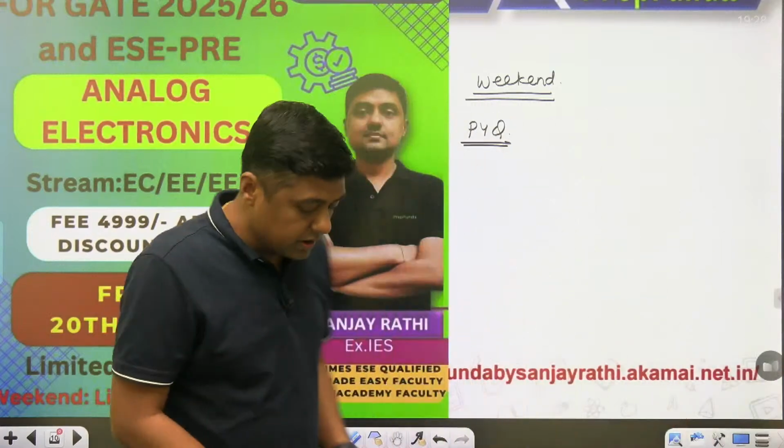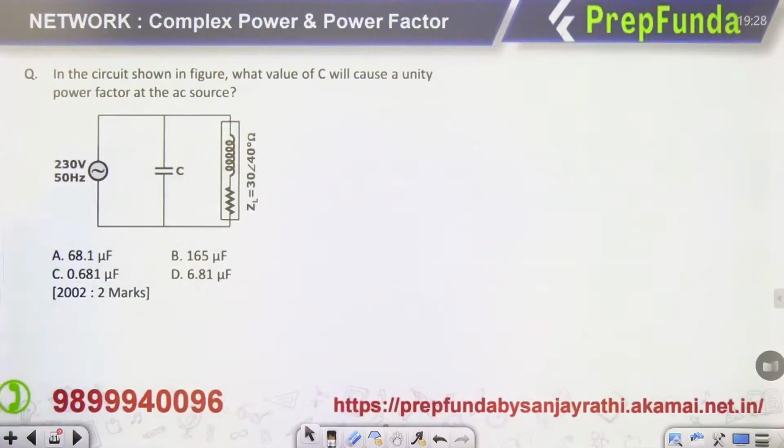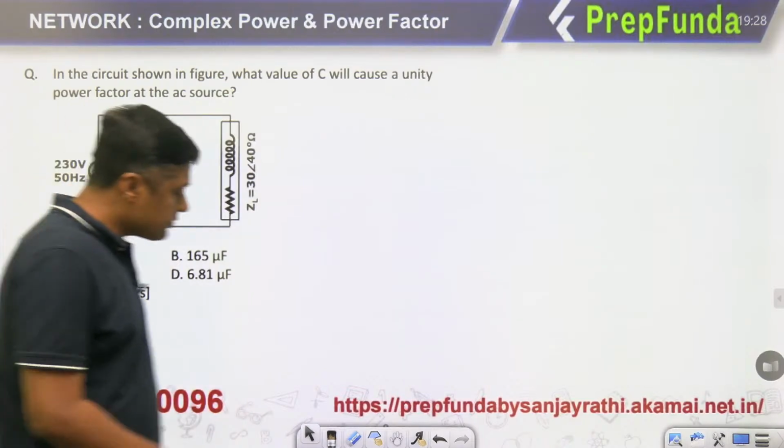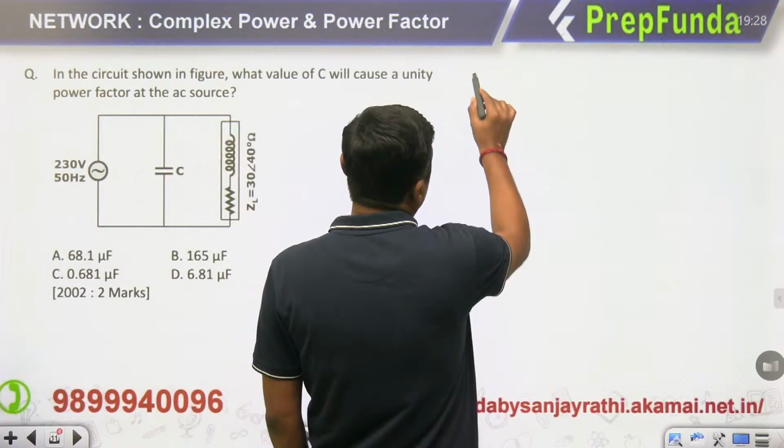Now guys, next thing. In the circuit shown in the figure, what value of C will cause a unity power factor at the AC source? So already I have said, now what is the power factor?